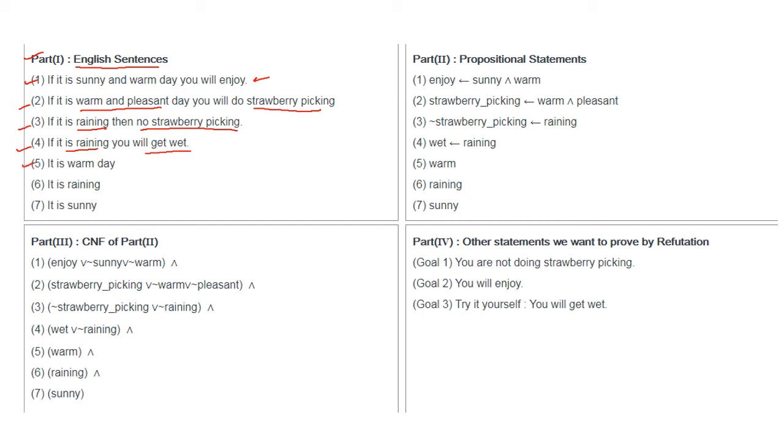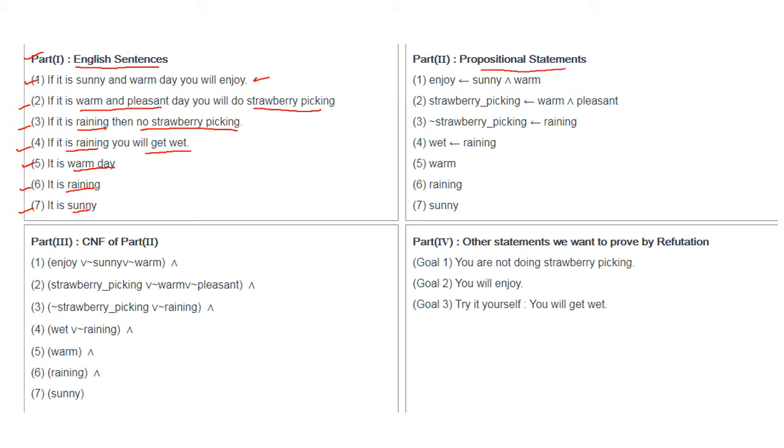And fourth one, if it is raining, you will get wet. And fifth one, it is warm day. And sixth one, it is raining. And seventh one, sunny. And the next step, we need to convert all these simple statements into propositional statements. And this will come under part 2.